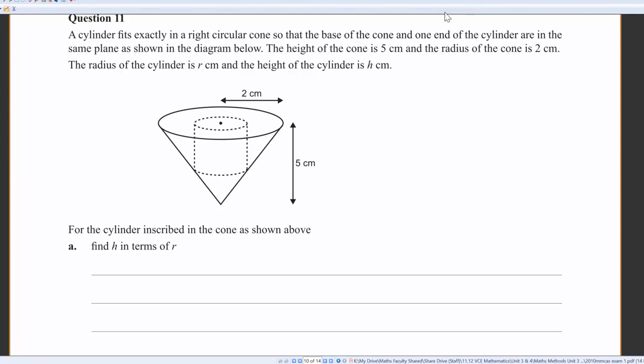All right, so this is the famous cone of death question from 2010. This appeared on exam one, so we're doing this tech free. All right, so let's get into it here.